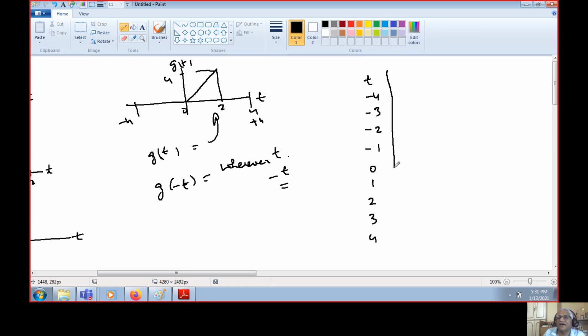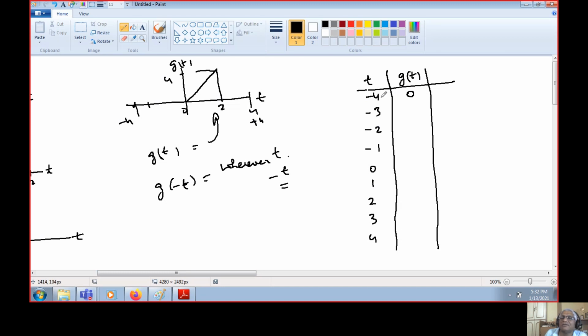Now, what is the value of g(t) for each of these times? This is a laborious process, but once you understand it, it will be very easy for you to do the other things. So what is the value of g(t) here? At -4, there's no graph here, so it is 0. So at -4 it is 0.